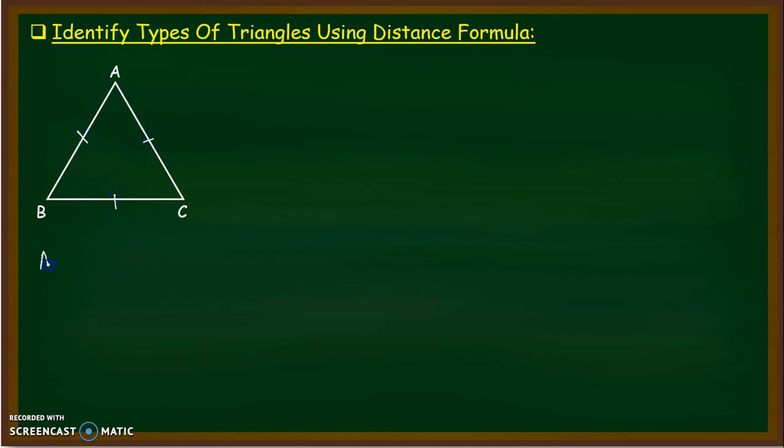So here we will find out the length of AB, BC and AC. If all three sides are equal, if AB is equal to BC is equal to AC, then we can say that the given points will form an equilateral triangle.